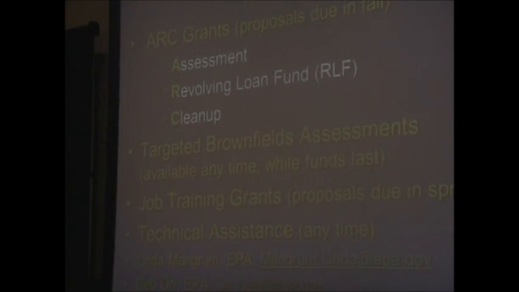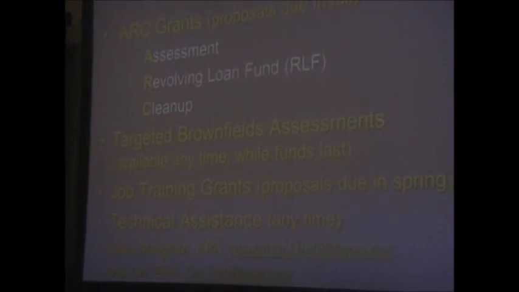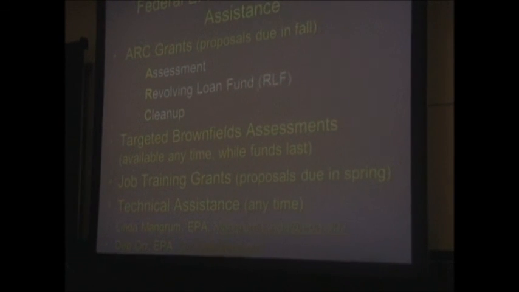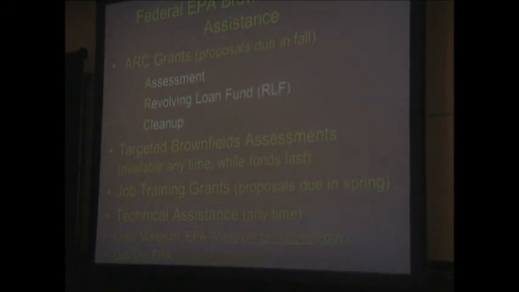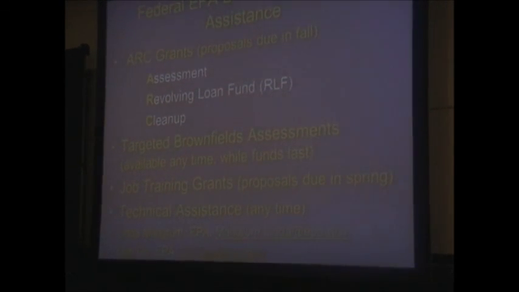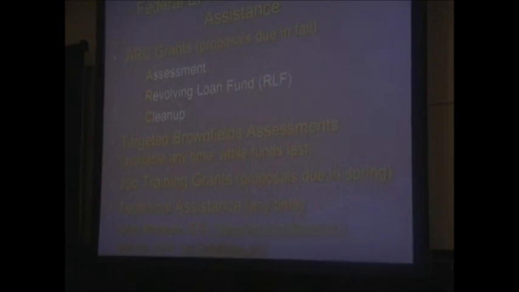All right, so the federal EPA grants, the biggest pot of money are ARC grants, and those funds can be used for assessment. There's a revolving loan fund, and there are cleanup funds available. The targeted brownfields assessments, if you've got a specific site that you want to redevelop, you would probably want to use those funds, and those are available at any time as long as there are funds available for federal funding. The ARC grants, as it mentions, the proposals are due in the fall. And then technical assistance, again, is available at any time.